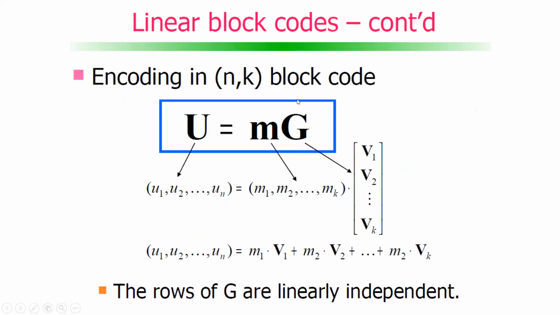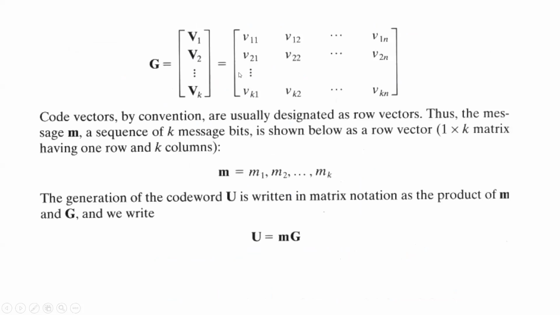So how will the code words be generated? This is the generating matrix. When the message bits come, there can be k message bits, which form a matrix v1, v2, up to vk. There will be a matrix multiplication, and then you will get the code word generated corresponding to this combination of message bits which have come at the input. The rows of G are linearly independent, as I have already explained. This is my G, and this is my M. M is a row vector. I will multiply the row vector with this matrix to get the code word corresponding to this message vector.